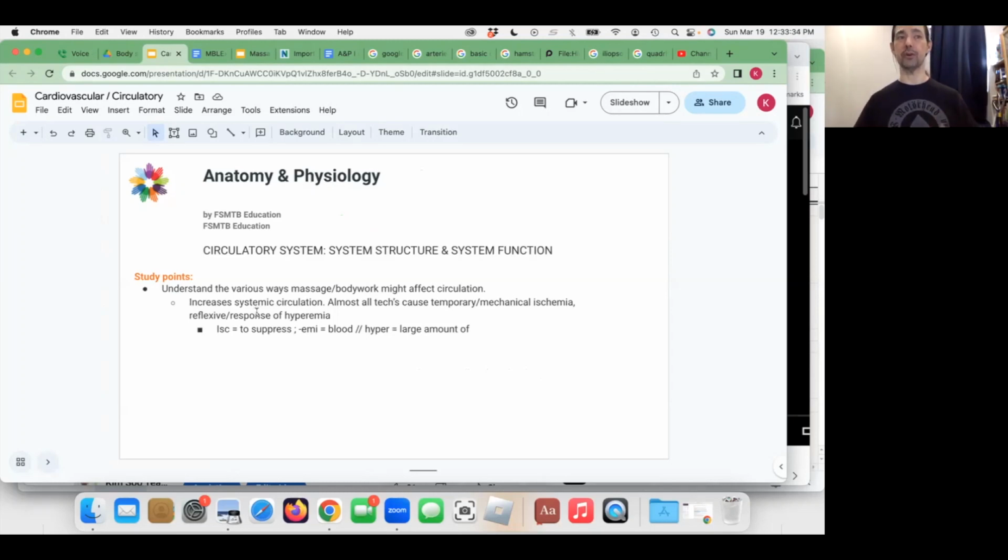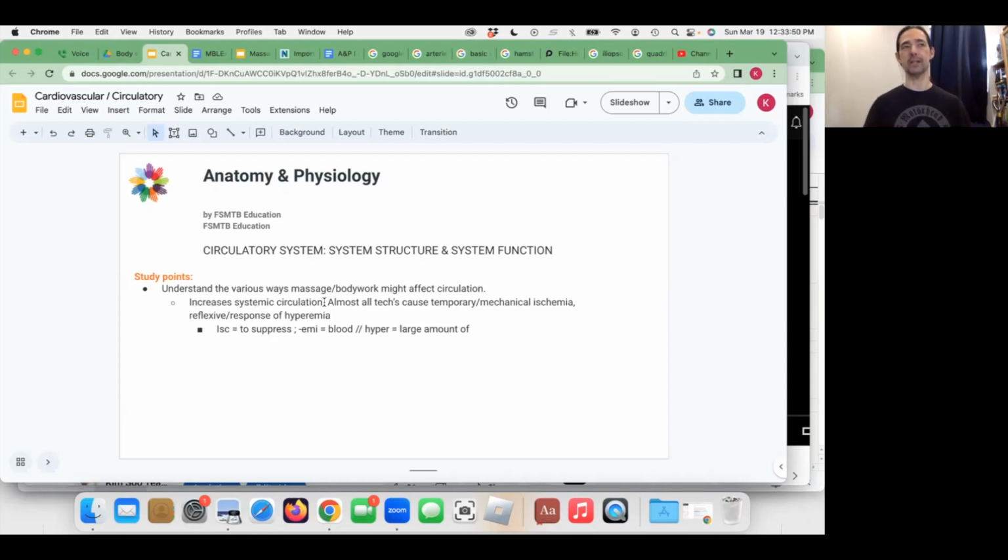Systemic means throughout the whole body or body-wide or general. And local means in the area where you're working, the area where you're applying pressure or applying the body work technique. It increases systemic circulation.